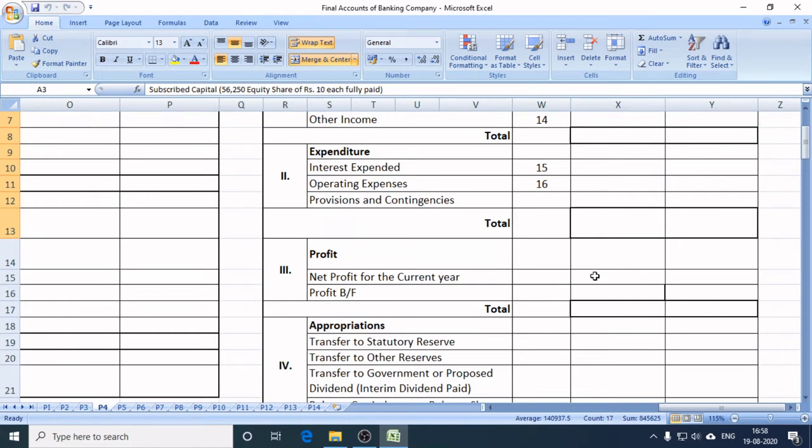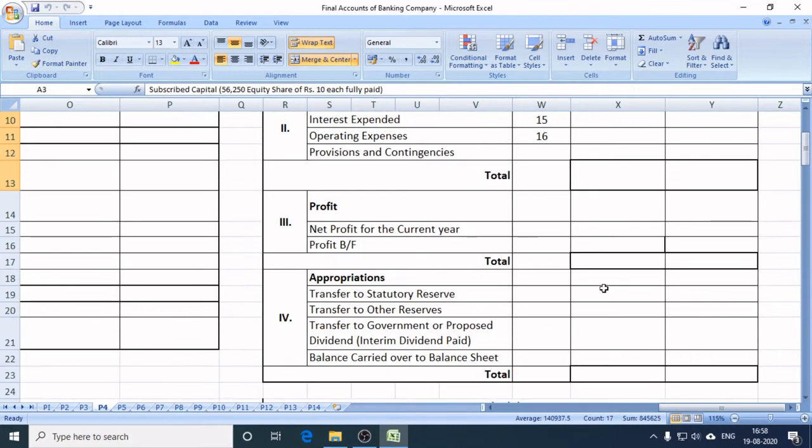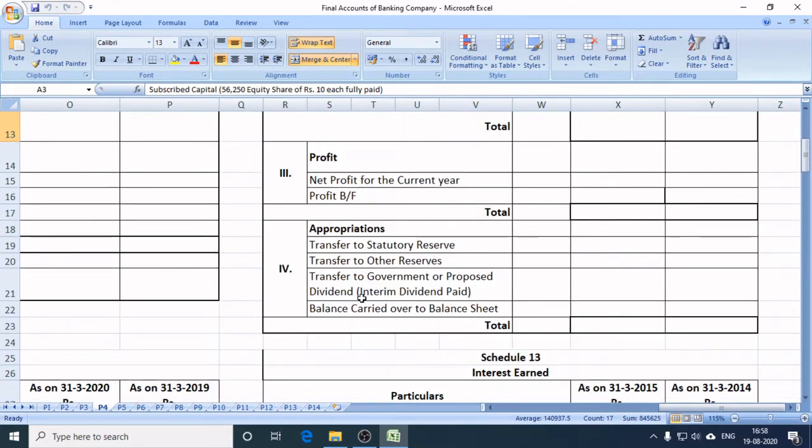Next, here we have to find out the profit of the current year, and in that profit, previous year's profit will be added to find out the total profit, total lifetime profit of a bank. Then here the profit is appropriated. In this part, profit is appropriated.